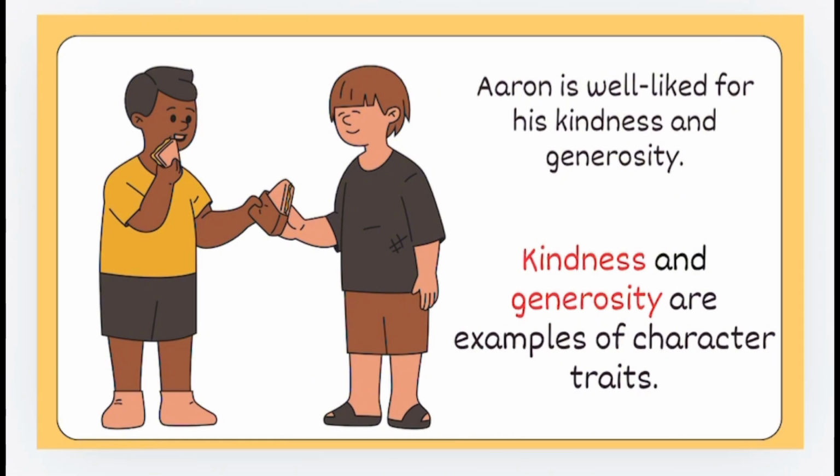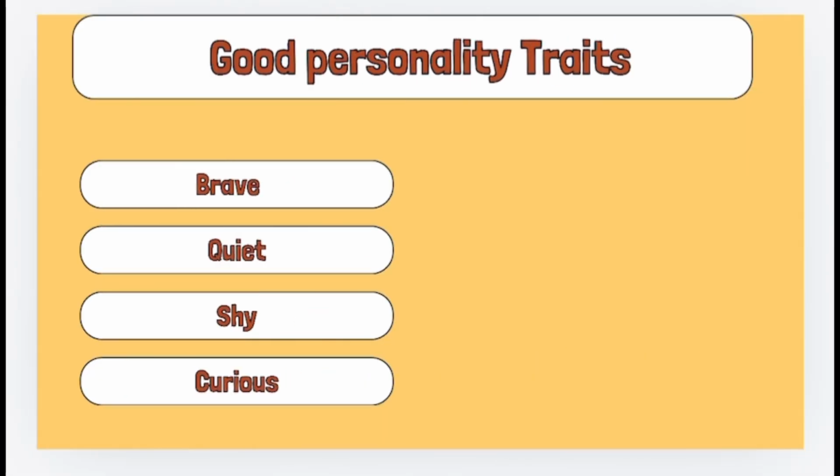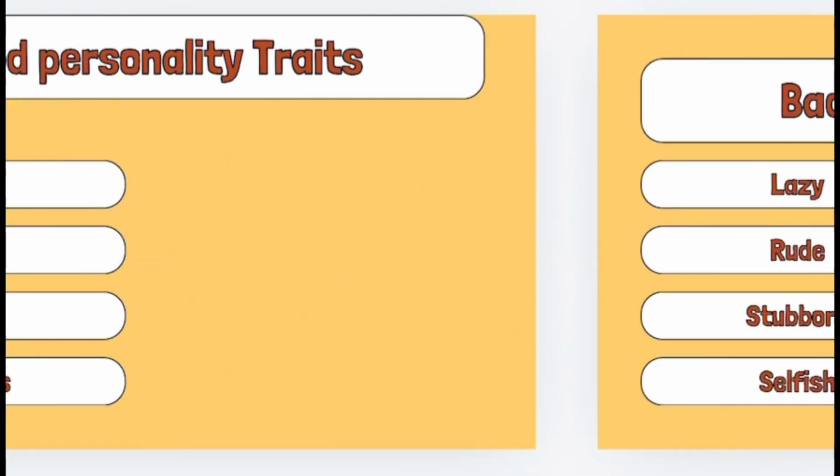So the emphasis on this lesson is on good personality traits. I mention some of the good personality traits and show them some of them. I also emphasize that there are good and there are bad, but my emphasis is more on the good. So I show more good personality traits: brave, quiet, shy, curious. These are all good personality traits, which I use pictures to demonstrate.